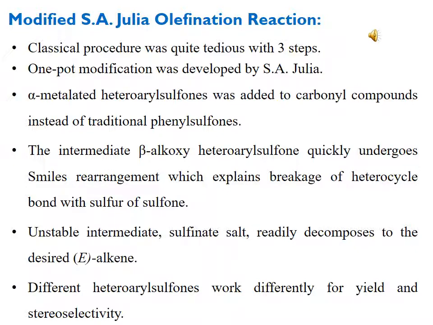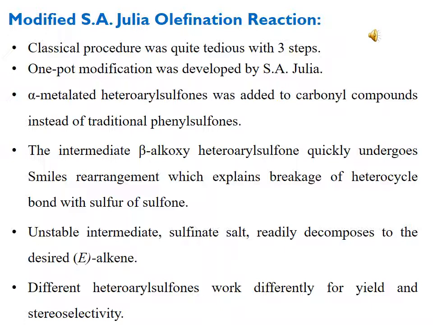As we have discussed, the Julia Lythgoe olefination reaction basically consisted of three steps. The first step was the preparation of the carbanion and the reaction with an aldehyde or ketone to form an alkoxide ion. This was the first step, which requires one pot. Then the second step was the reaction with acetyl chloride or acetic anhydride, that is acylation. And the product obtained from this step is then treated with sodium mercury amalgam in ethanol. This is the third step. So overall the reaction consisted of three steps.